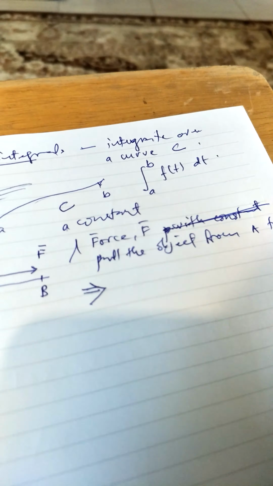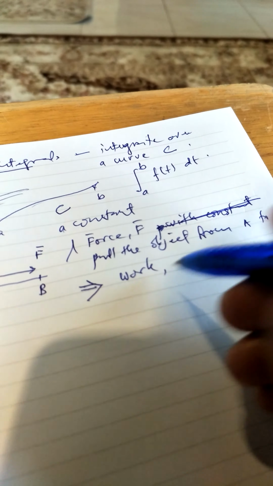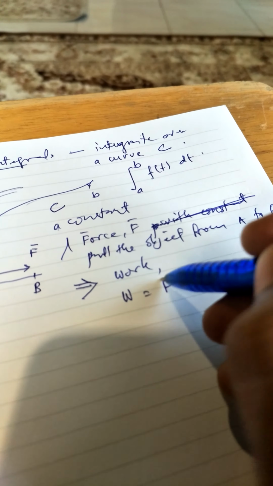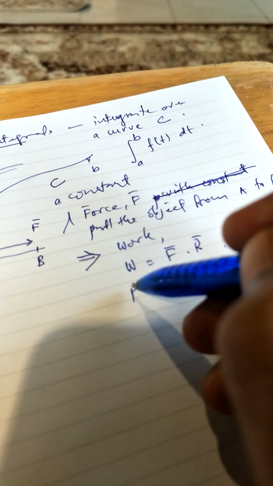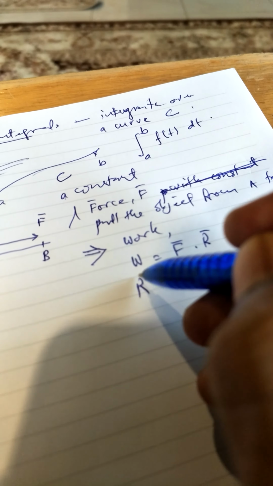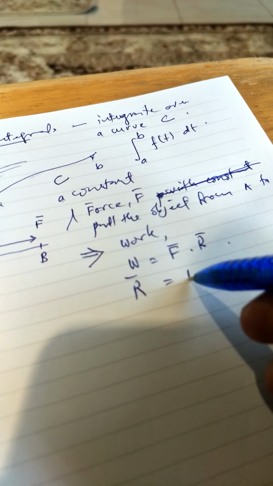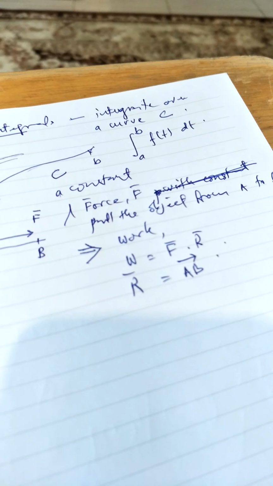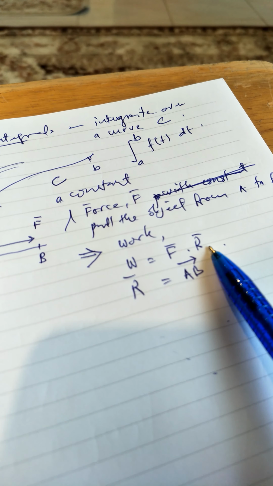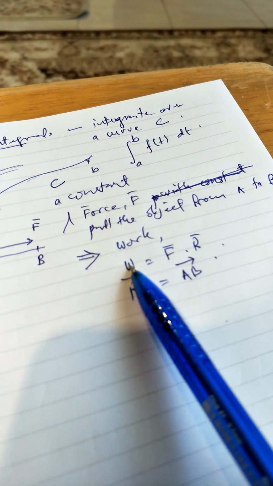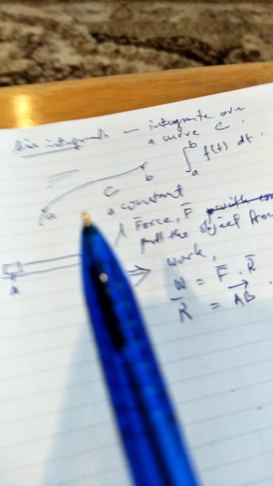So that yields what we call work, where work W is defined as F dot R, where R is a vector from A to B. If you look here, this is just a constant. This is a variable. Now if you differentiate this, that contributes nothing, because this is a constant function.